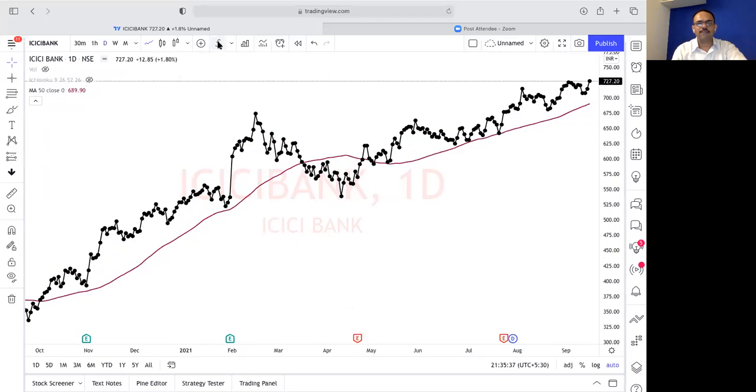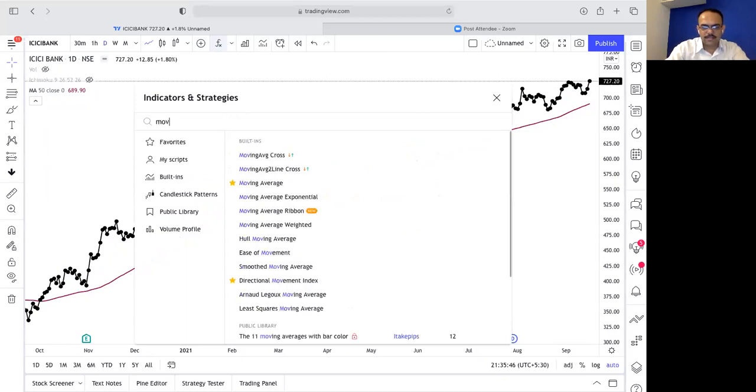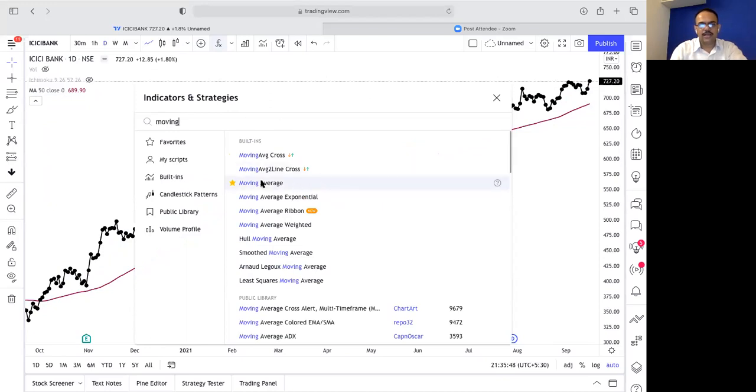Okay, you have to go into the FX function. So you take your mouse to the FX function, and then type moving average. You will get this, select this moving average. It's the simple one which is written. Don't select anything else. Click on it, close this.